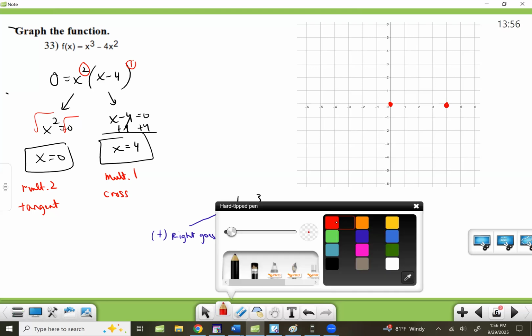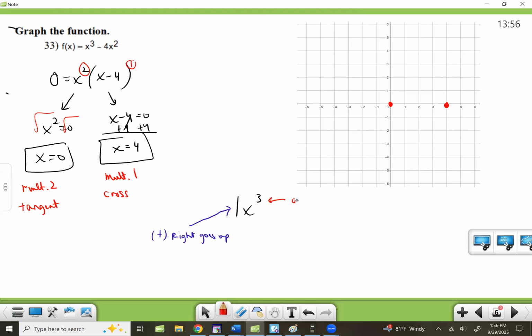And then when we look at the exponent being odd, we'll remember odd means that they're going to do the opposite. Okay, so if the right goes up, that implies that the left goes down. Okay, so let's see if we can graph this. Don't forget, we're tangent at 0. Okay, so I'm going to come up to 0 and I'm not going to cross.